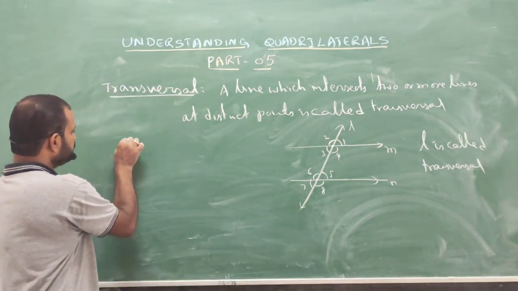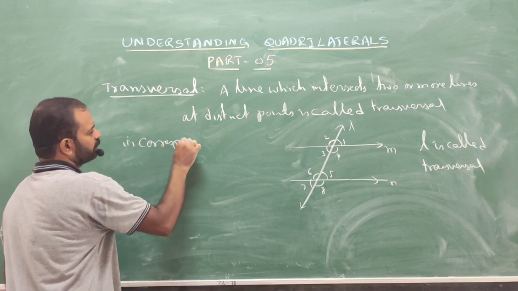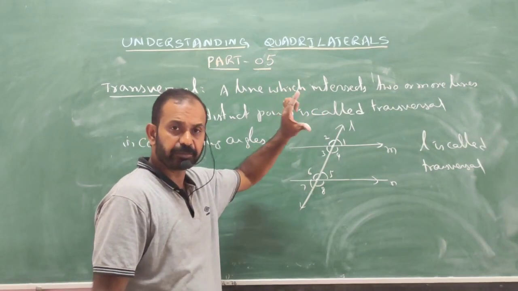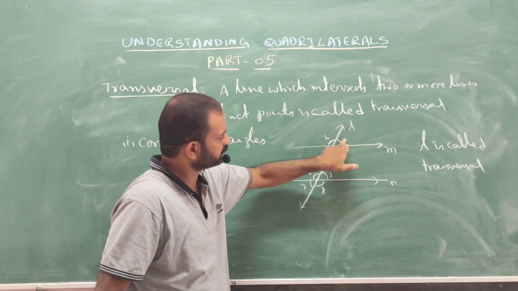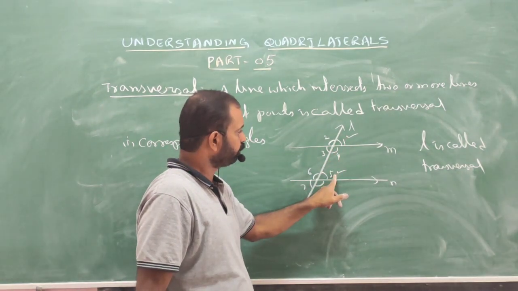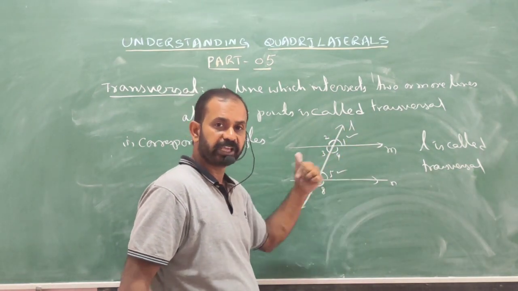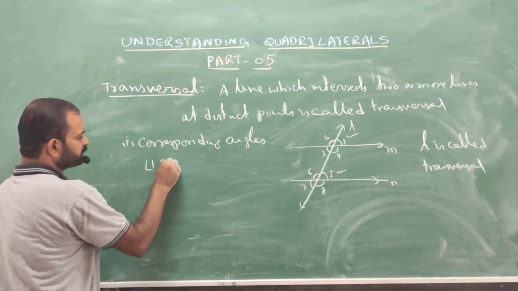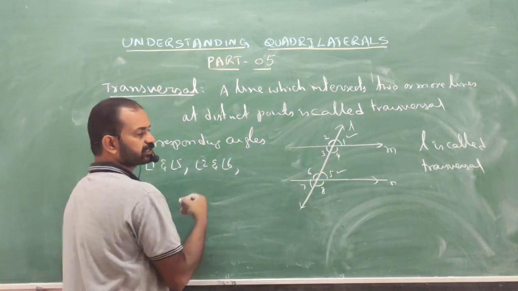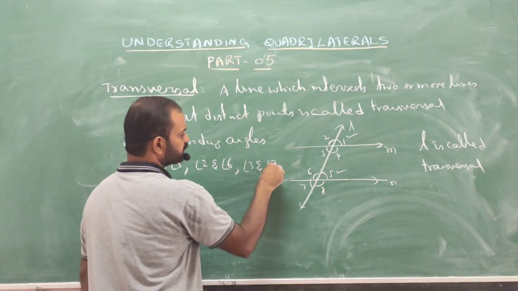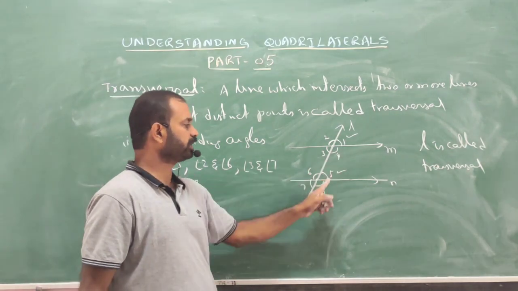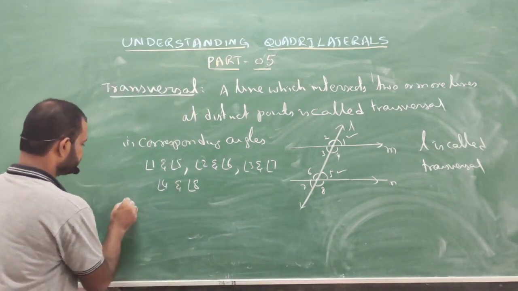Now, first let me see what the corresponding angles are. Corresponding means the same position. For this line, this is the position, and here, it is the same position. Same position means angle 1 and angle 5 are corresponding angles. Angle 2 and angle 6, angle 3 and angle 7, and angle 4 and angle 8 are also corresponding angles.